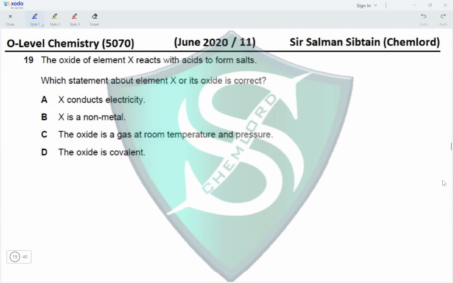X conducts electricity. Yes, metals conduct electricity. X is a non-metal. No, X is a metal. The oxide is a gas at room temperature and pressure. No, it is a solid. The oxide is covalent. No, it is ionic. So option A is the correct option for this question.